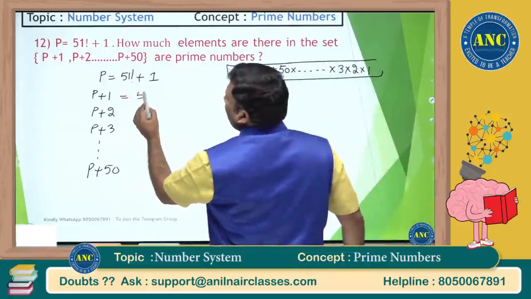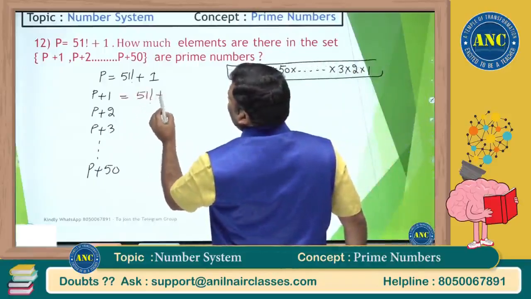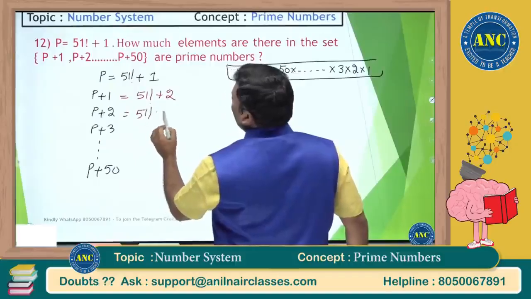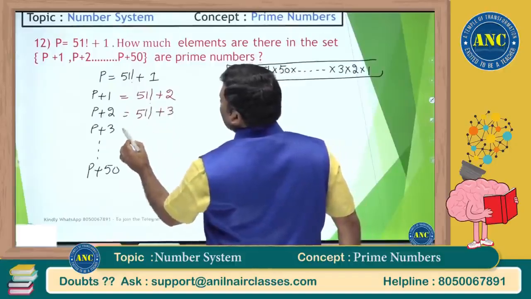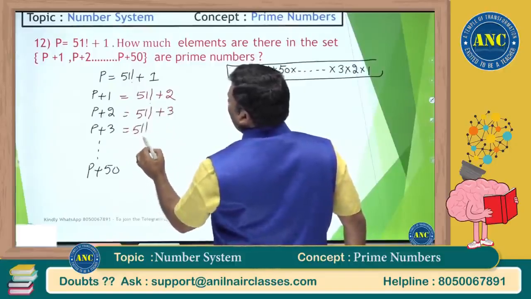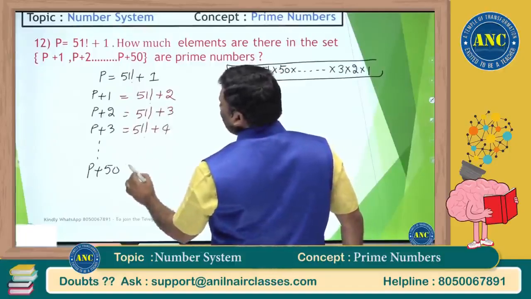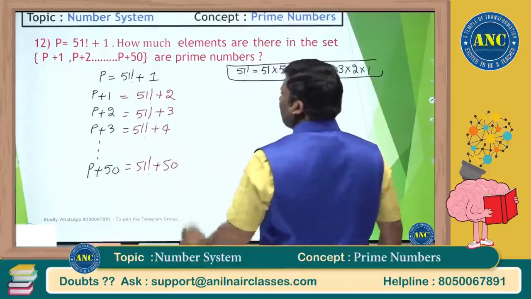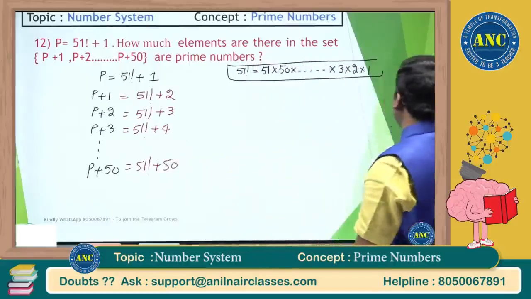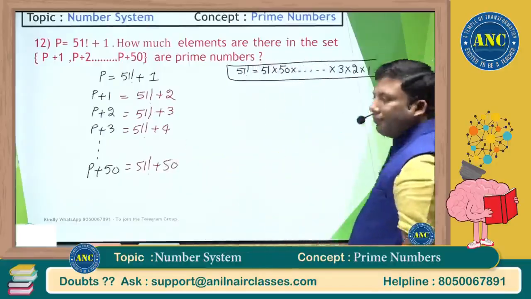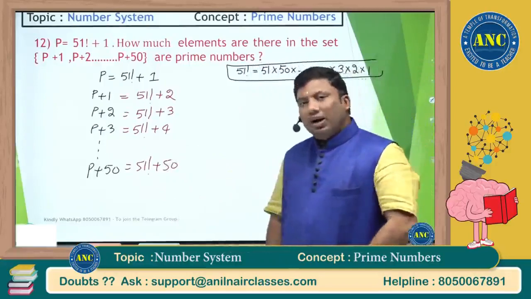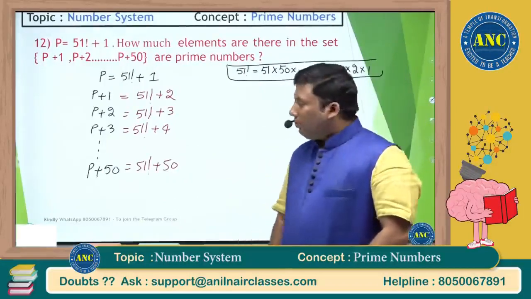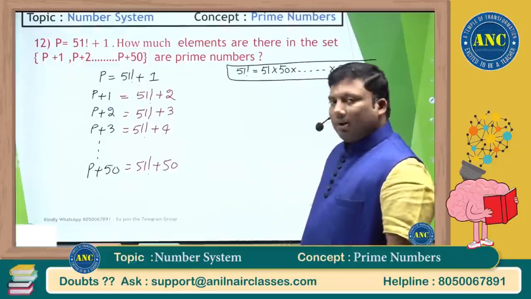P plus 1 is 51 factorial plus 1 plus 1, that is 2. Then 51 factorial plus 1 plus 2, 51 factorial plus 1 plus 3, and so on, up to 51 factorial plus 1 plus 50, that is 51. Now see here: 51 factorial plus 2, 51 factorial plus 3, 51 factorial plus 4, up to 51 factorial plus 50.